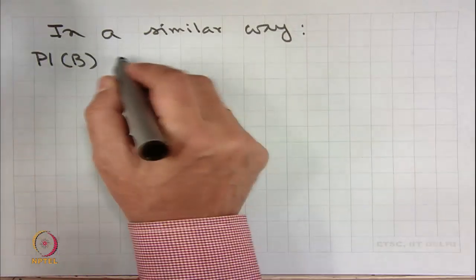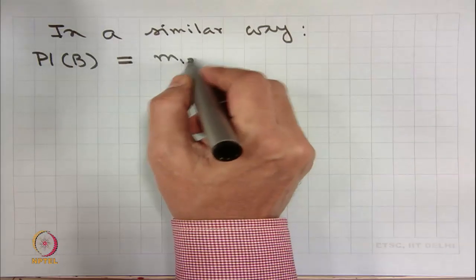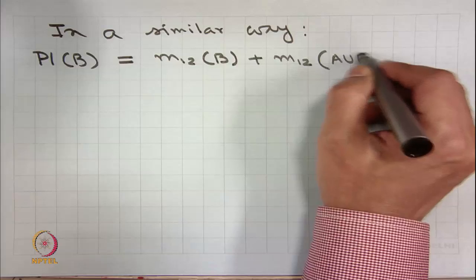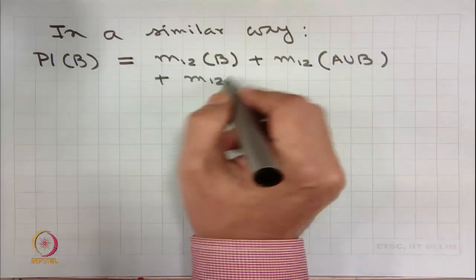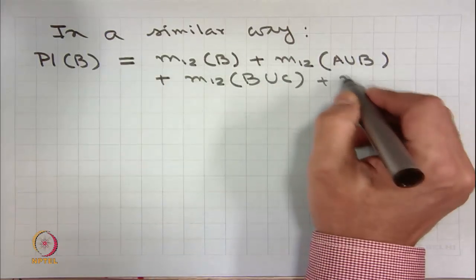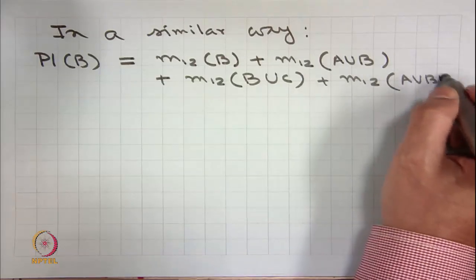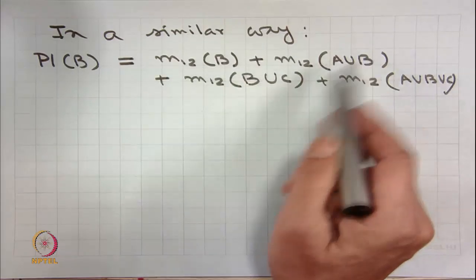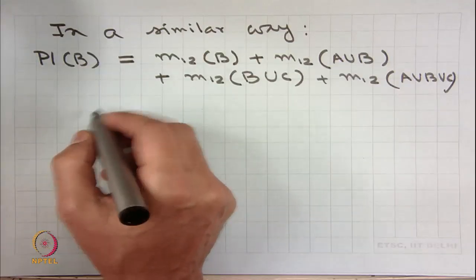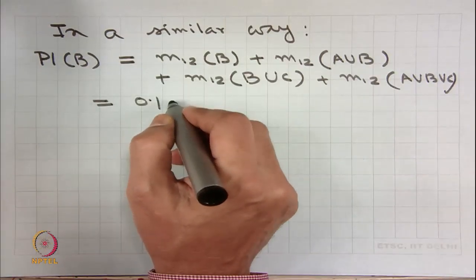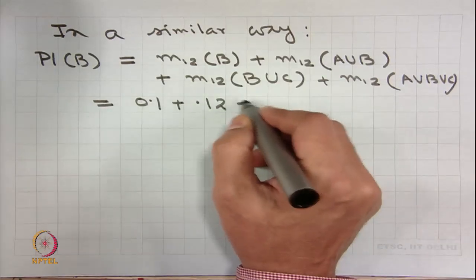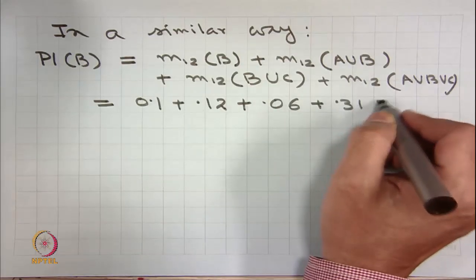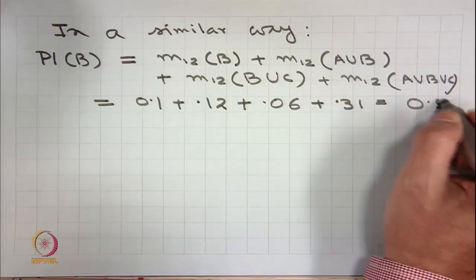plausibility of B is equal to M12 B plus M12 A union B plus M12 B union C plus M12 A union B union C. As you can understand, all of them have non-empty intersection with the singleton set B. This is equal to 0.1 plus 0.12 plus 0.06 plus 0.31, which is equal to 0.5.